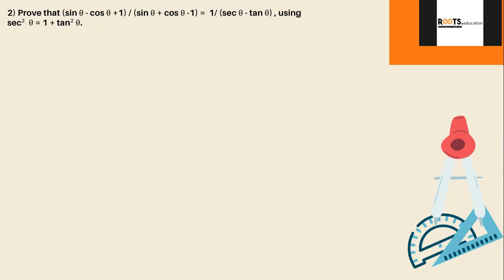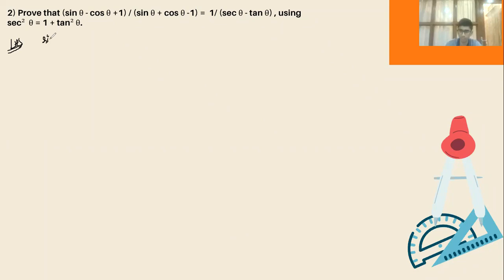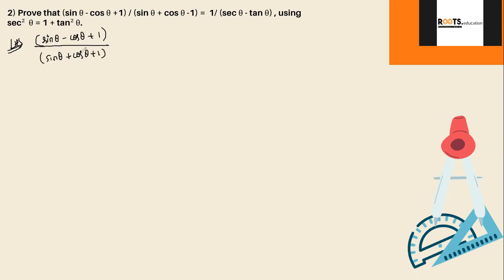So write down the LHS and divide everything by cos theta. Try. Write down the LHS: sin theta minus cos theta plus 1 divided by sin theta plus cos theta plus 1.